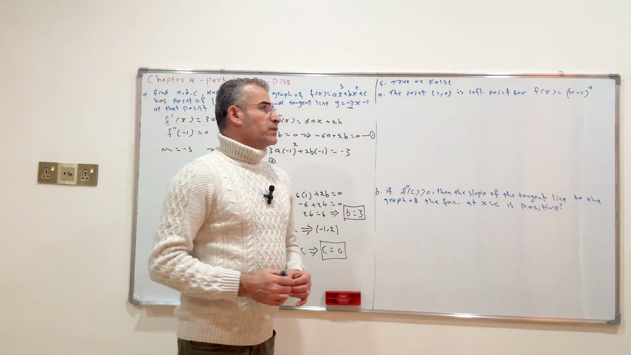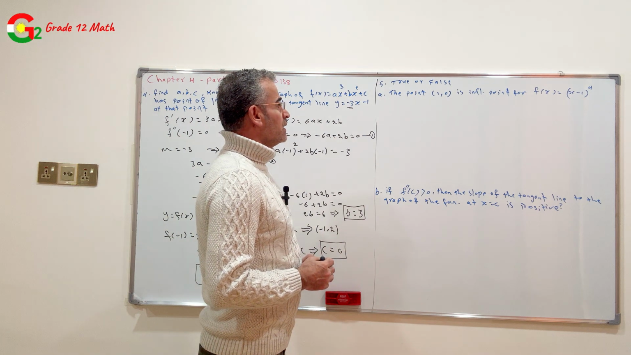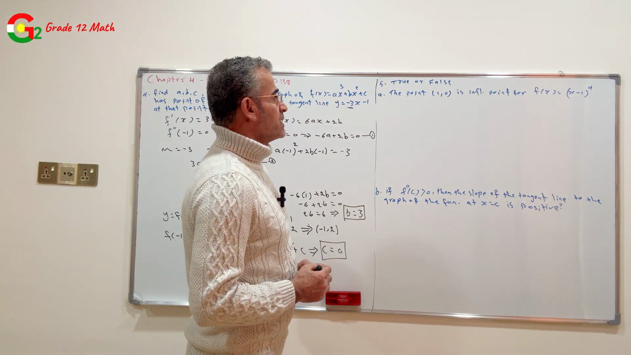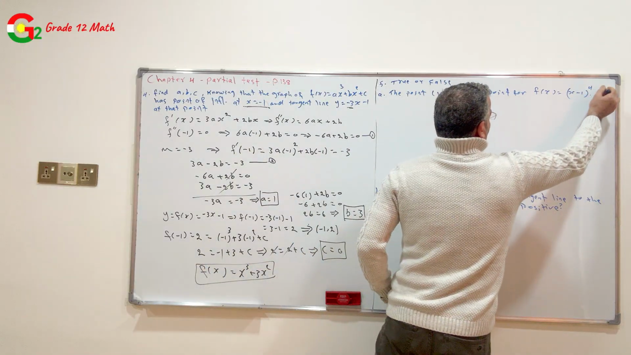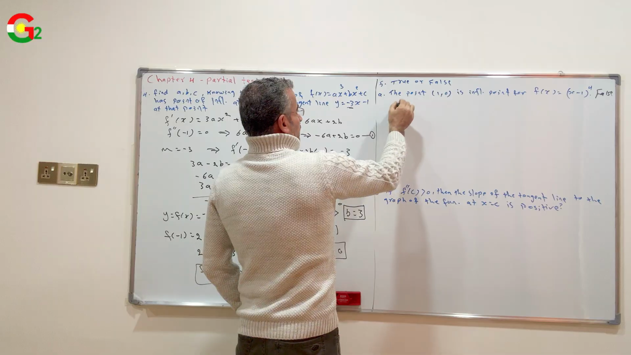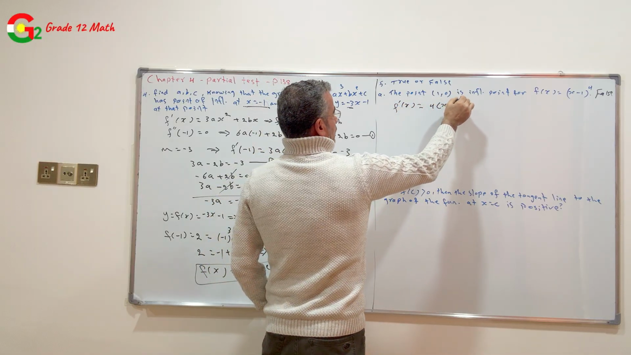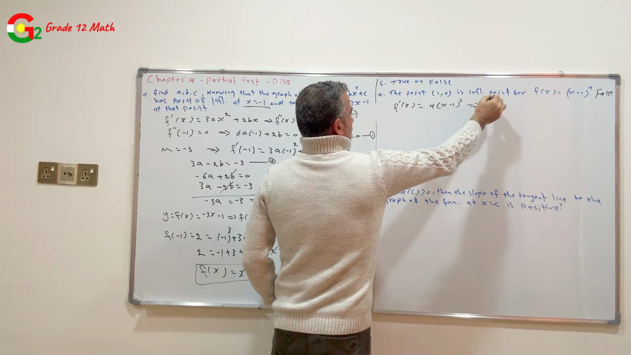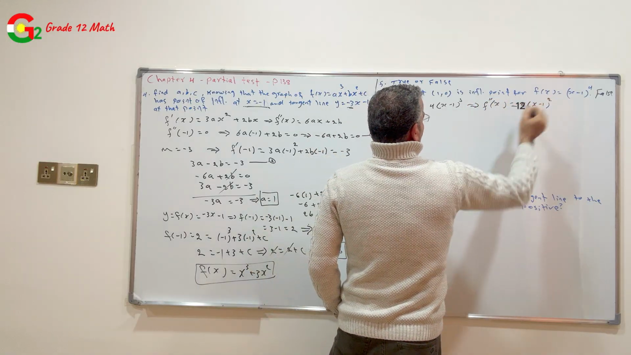Question number 5. True or false? The point (1, 0) is an inflection point for f(x) = (x - 1)^4. This statement is false. Since f'(x) = 4(x - 1)^3 and f''(x) = 12(x - 1)^2.